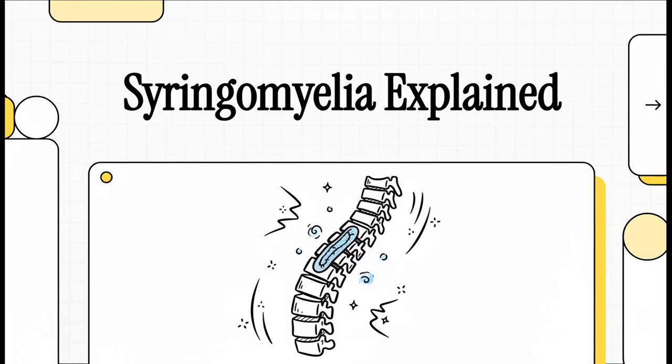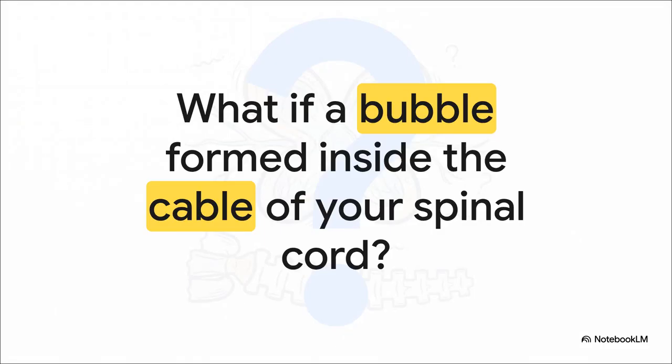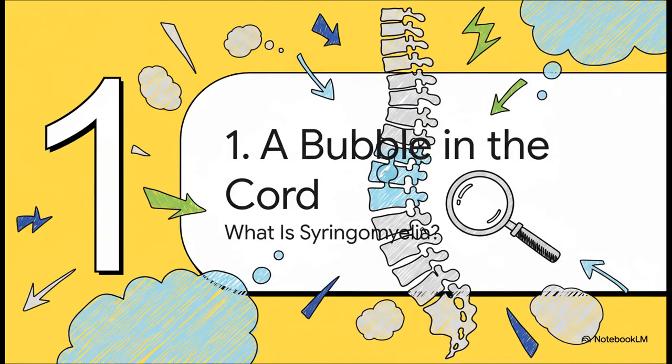Let's dive in. So, I want you to start with a simple but really powerful image. Picture your spinal cord like a super important cable, right? It's carrying all these critical messages from your brain to the rest of your body. Now, what if a bubble started to form deep inside that cable, slowly getting bigger and pressing on all the little wires inside? Just hold on to that idea, because it's pretty much the key to understanding everything else we're about to cover. So what is this bubble in the cord really?